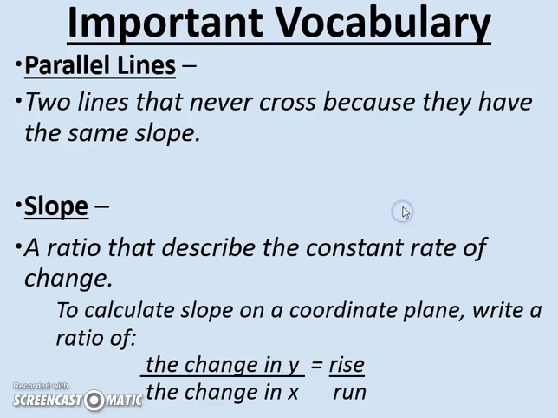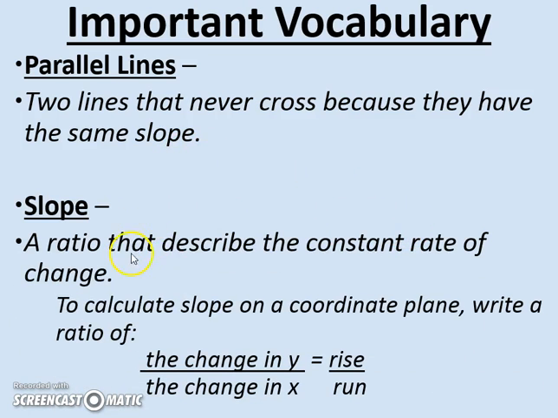Slope is a constant rate of change. It is expressed as a ratio. To calculate that ratio, we need to calculate slope on a coordinate plane by writing a ratio of the change in y over the change in x. A lot of people refer to this as the rise over the run because rise goes up and down just like the y-axis and run goes left to right just like the x-axis.